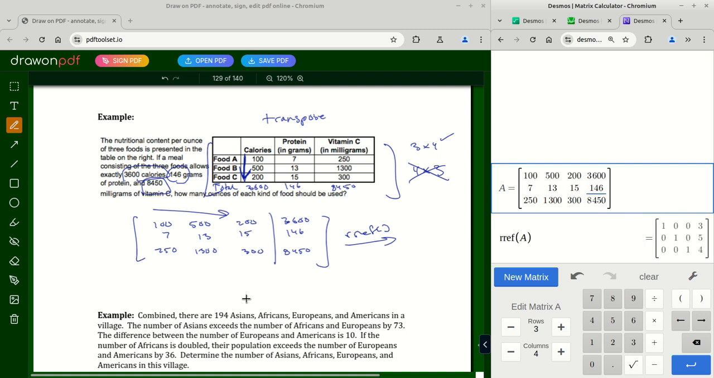There, look. It's so much better. So much better. Okay. So I got 3, 5, and 4. And those are my answers. So my food A is 3. Food B is 5. Food C is 4. There it is. We got it.